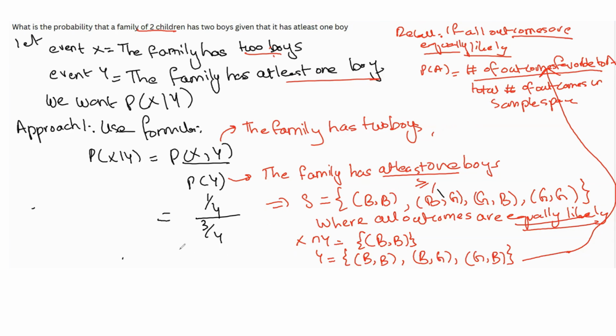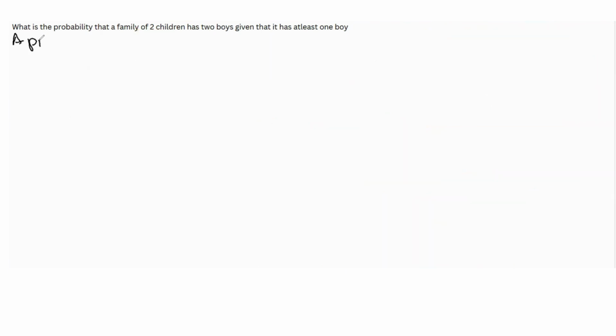So in this way, this just turns out to be 1 by 3. So this is approach 1. Now let's do this exact same question using approach 2. Approach 2 is we'll shrink the sample space instead of using the formula.